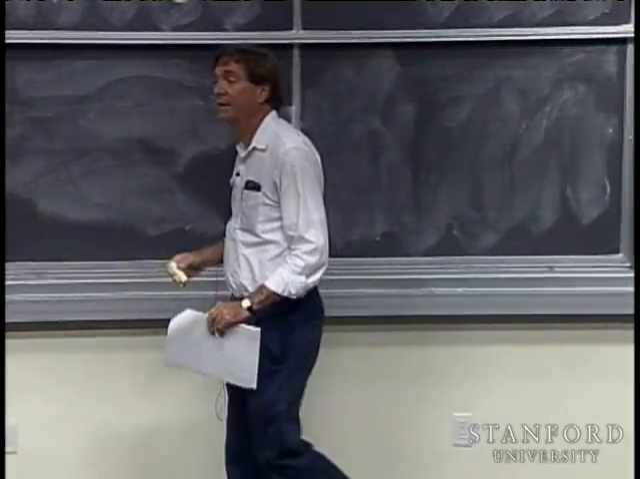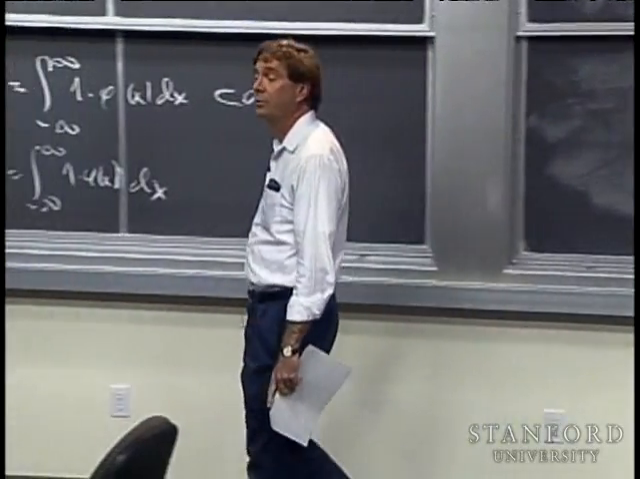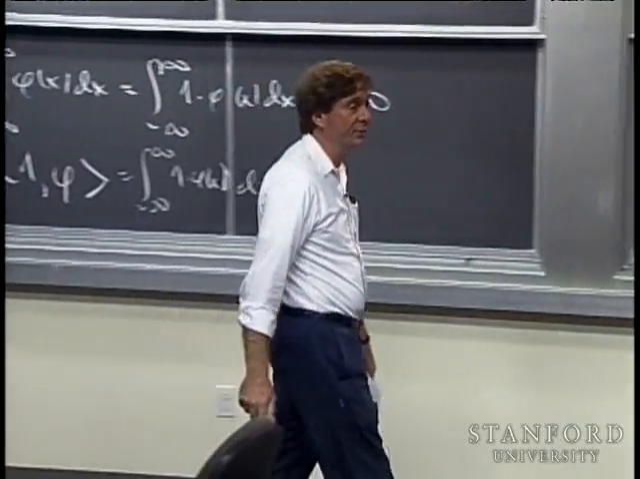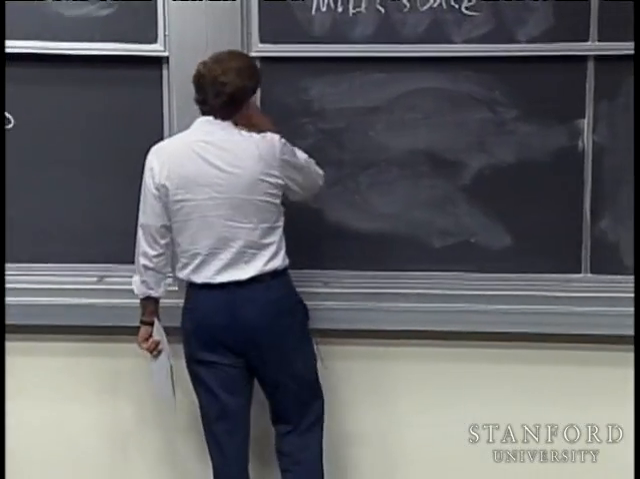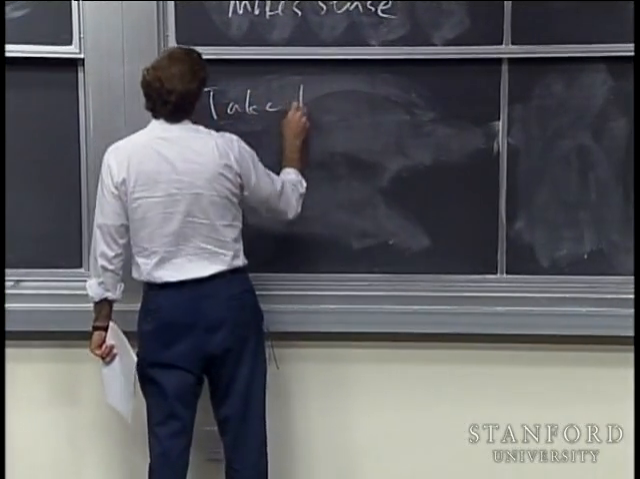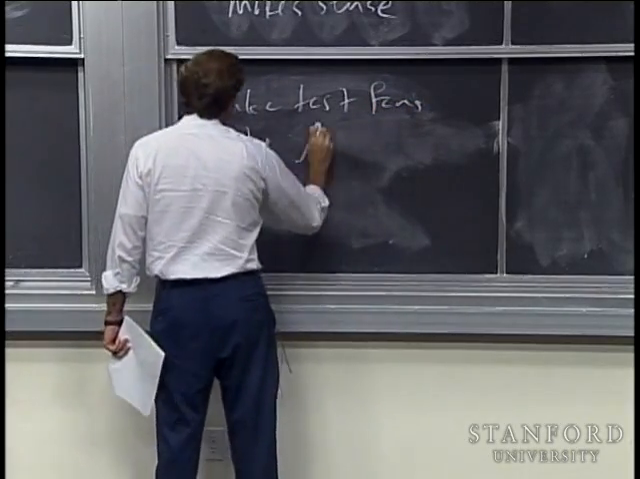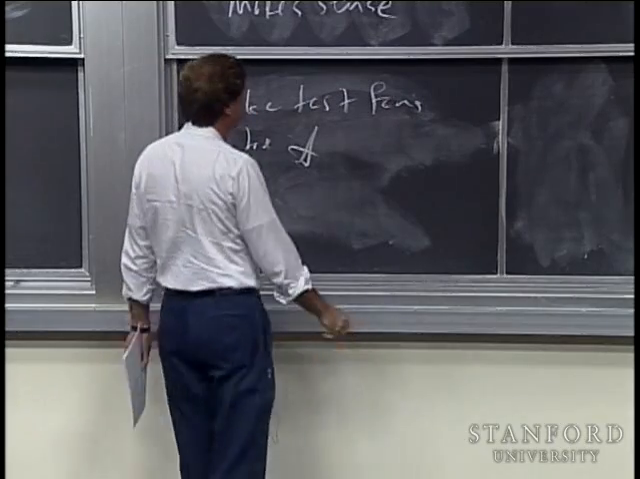So I want to define the Fourier transform of a distribution. Now the test functions we're going to look at are the Schwartz functions, the rapidly decreasing functions. So let's take the test functions to be S, the rapidly decreasing functions. All right?